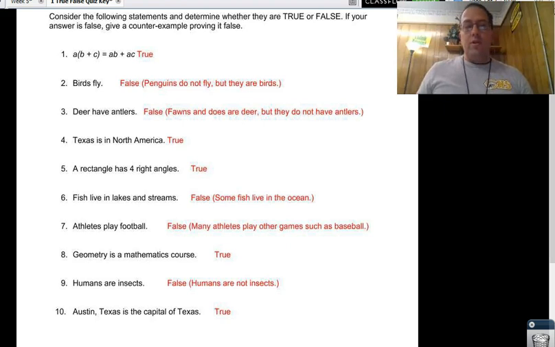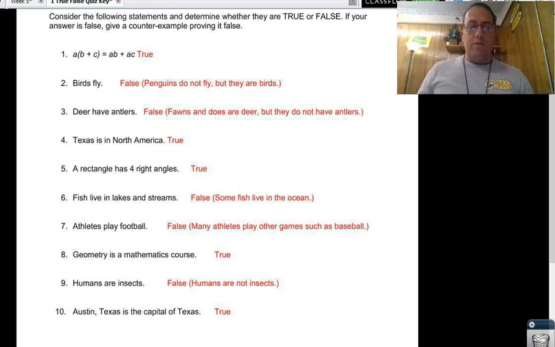Texas is in North America. Yep, only place Texas is. A rectangle has 4 right angles. That is the definition of rectangle. Rect means right, and angle means angles. Fish live in lakes and streams, which is false because Nemo lives in the ocean and he's a fish. Athletes play football, also false, because some of them play baseball or something else, soccer.